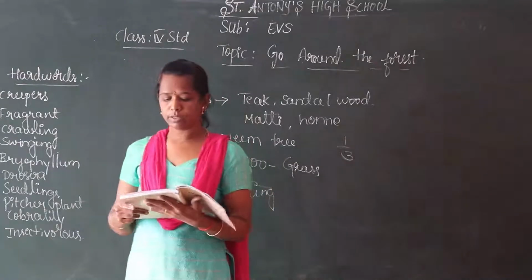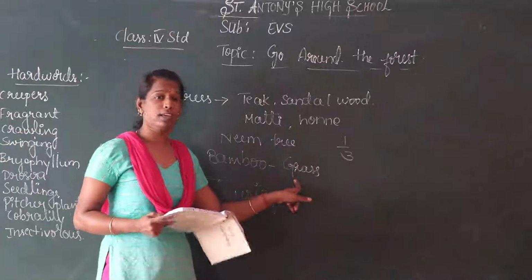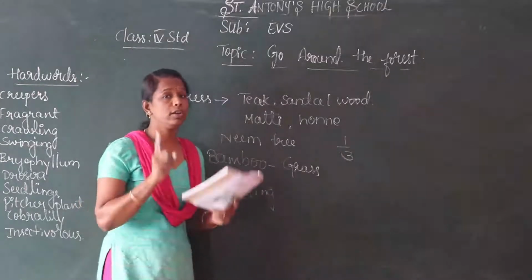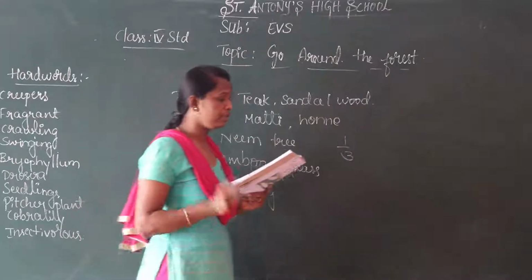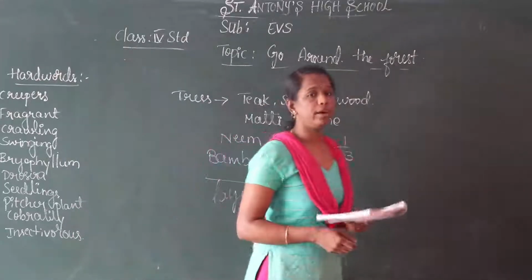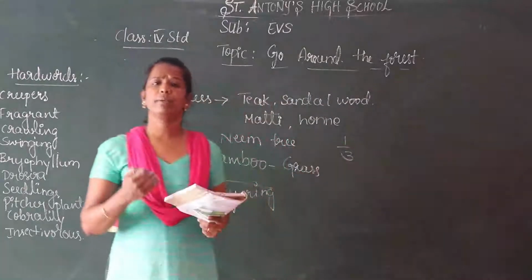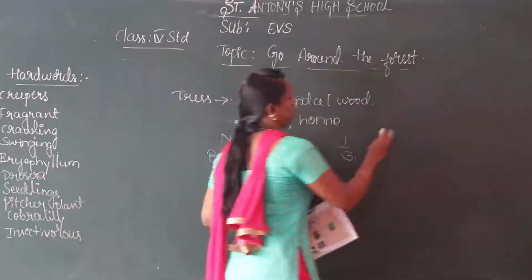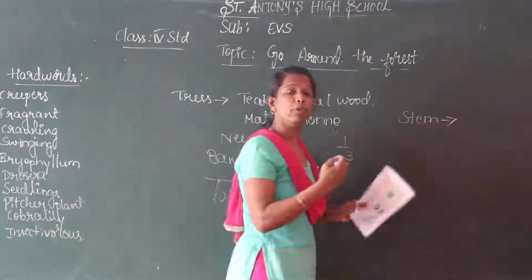So bamboo belongs to the grass family, okay. You know that bamboo is not a tree, okay children. Bamboo is a grass. It is the largest grass. Some plants grow from leaves. Some of the plants will be grown from the stem. Name the plants which will grow from the stem.